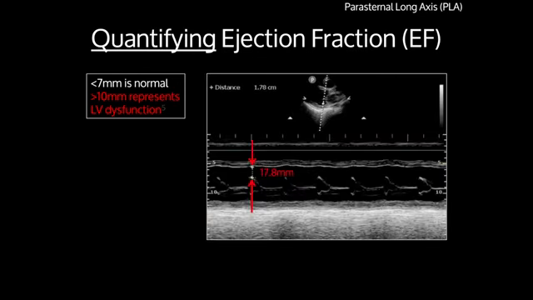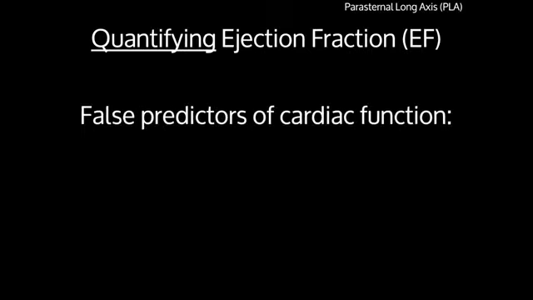CHF is not the only way that your patient can end up with a reduced EF. If your patient has aortic regurgitation, the backflow of blood will inhibit the anterior mitral valve leaflet from opening fully. This will make your EPSS larger even though there is no CHF.